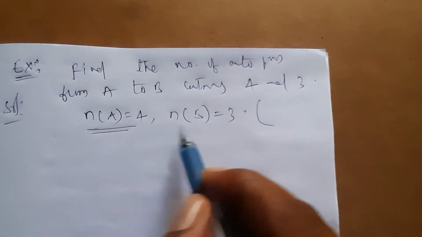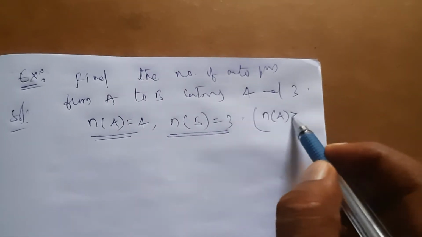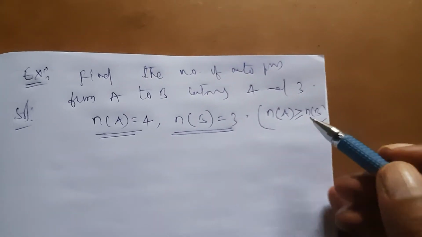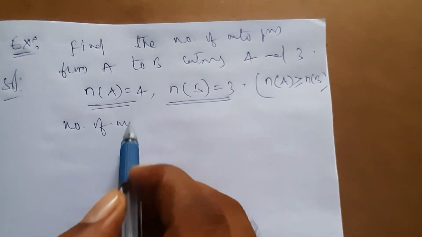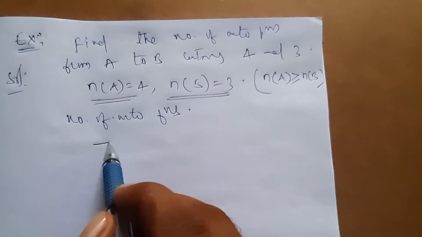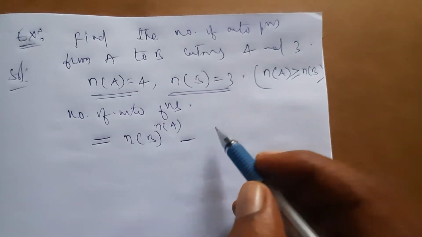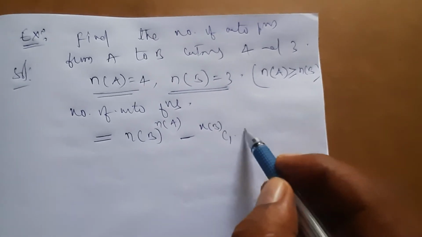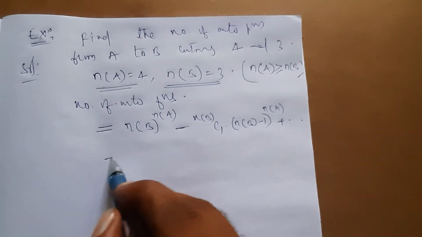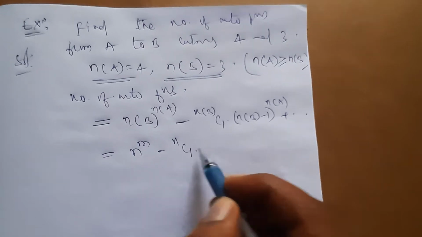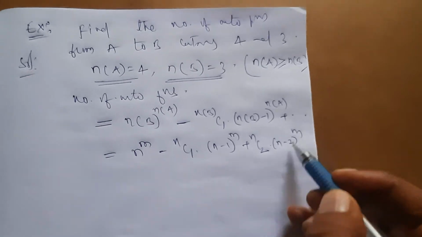First of all, you can cross-check whether onto functions are possible or not. For the possibility of onto functions, the n(A) value should be greater than or equal to n(B). So here it is a possible case. Then how can you find the number of onto functions? What is the formula? n(B)^n(A) − n(B)C1 (n(B)−1)^n(A) plus, that is, n^m − nC1 (n−1)^m + nC2 (n−2)^m − and so on.